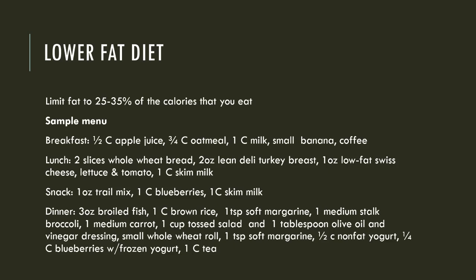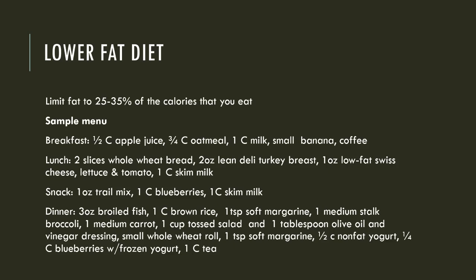A lower fat lunch would be 2 slices of whole wheat bread, 2 ounces of a lean deli turkey breast, 1 ounce of a low fat cheese like Swiss cheese. A lot of the white cheeses are lower fat. That sandwich should have lettuce and tomato, and then you could also have another cup of skim milk.